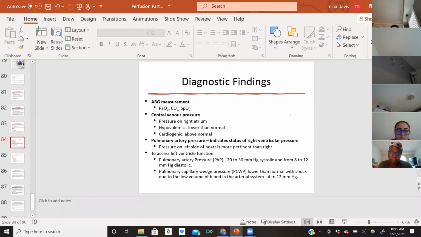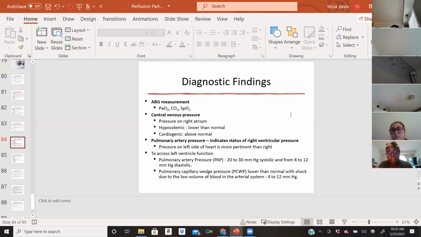So for diagnostic findings, we're going to be doing ABGs, right? Looking at O2, carbon dioxide, and your PaO2. We're going to check central venous pressure. This is pressure that's located in our right atrium. If your patient is having hypovolemic shock, it's going to be lower than normal. And if they have cardiogenic shock, it's going to be above normal. So we would expect in hypovolemic shock for it to be lower than normal because that circulatory volume is not getting back there. You're not going to have that high pressure.